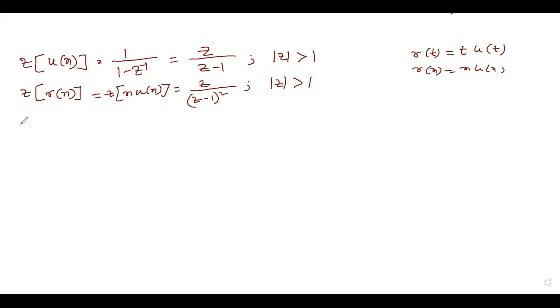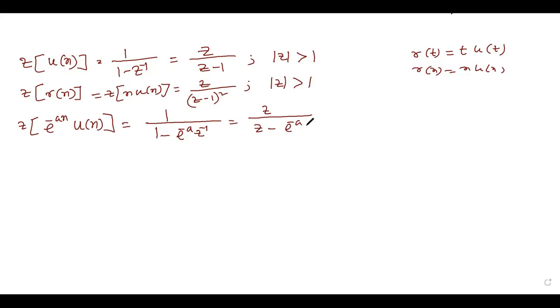Then we discussed the z transform of the exponential function e to the power minus a n u(n), which was 1 by 1 minus e to the power minus a z to the power minus 1, or you can write it as z by z minus e to the power minus a. And its region of convergence is |z| greater than e to the power minus a. Right? Now the next one, the z transform of the sinusoidal function.